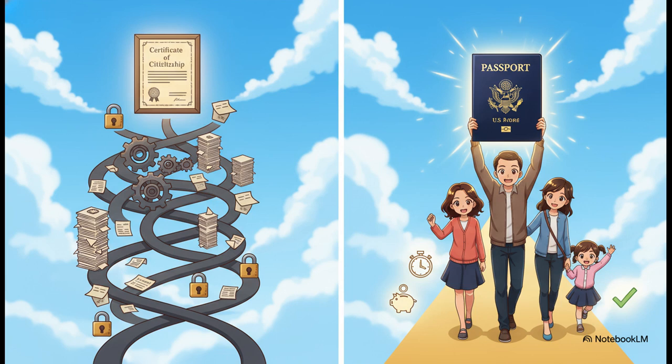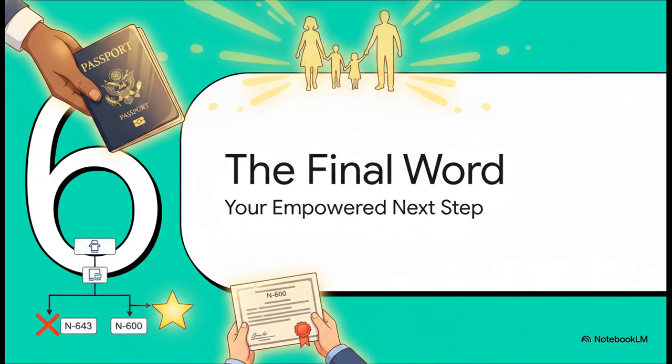Think about it. A U.S. passport is by definition proof of citizenship. You can't get one unless you're a citizen. The application process is often way more straightforward, it's a lot faster, and it costs less than filing the N-600. Honestly, for most day-to-day things, a passport is all the proof of citizenship a family ever needs. Okay, so now you know to forget about the N-643. You're focused on the N-600, and you even know about the passport alternative.